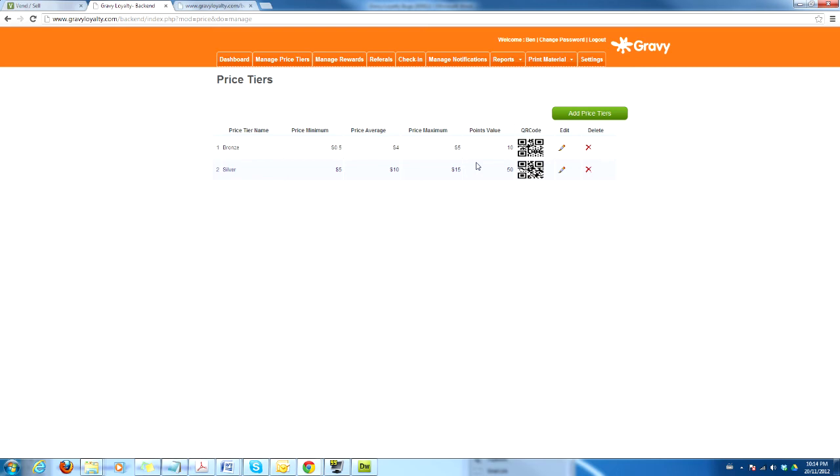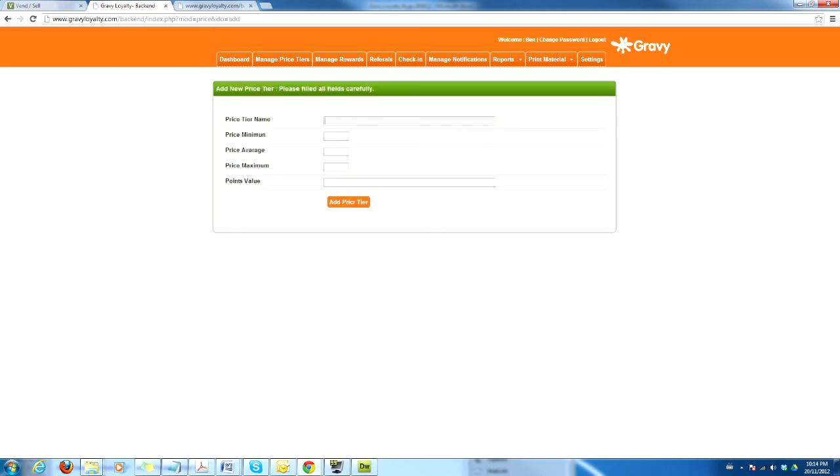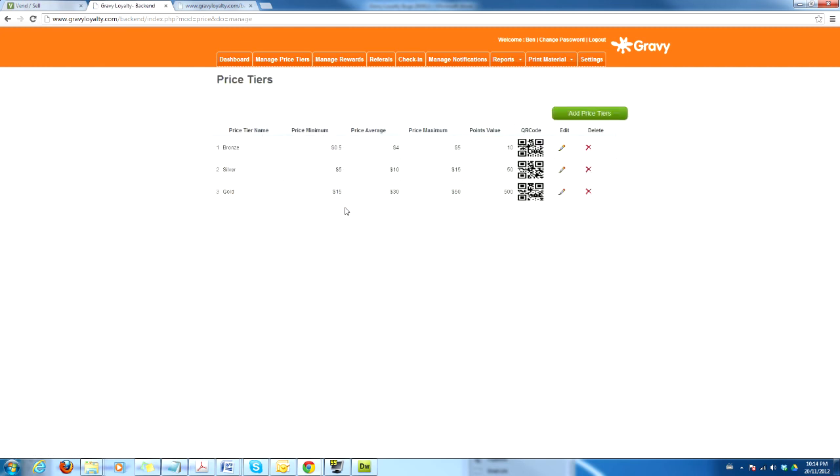It's really important that when you add price tiers, you think about your customers, what your average spend is, and what the target spend is that you're trying to encourage, and then design your system accordingly. So for example, let's do a gold tier. Our price minimum is going to be $15, a price average of say 30, and a maximum of say 50. For this one, let's just go all out. We could give them 500 points for spending that money, because we really want them to spend that kind of money.